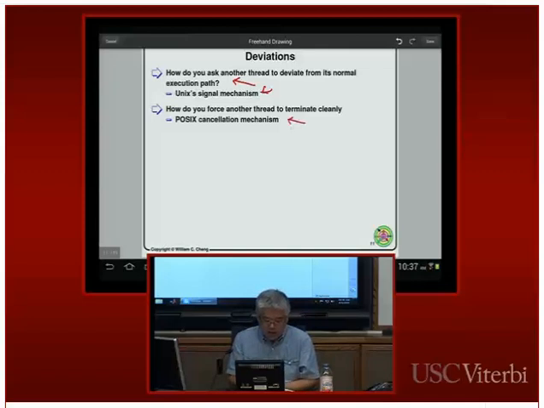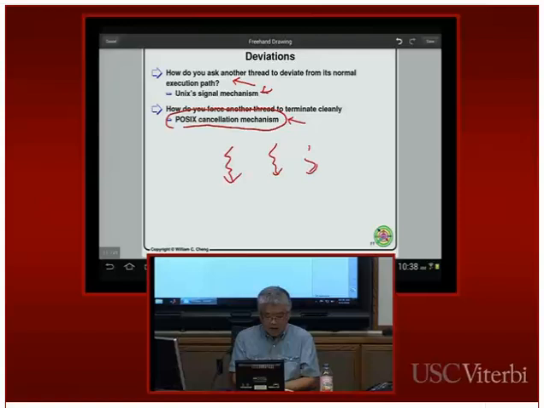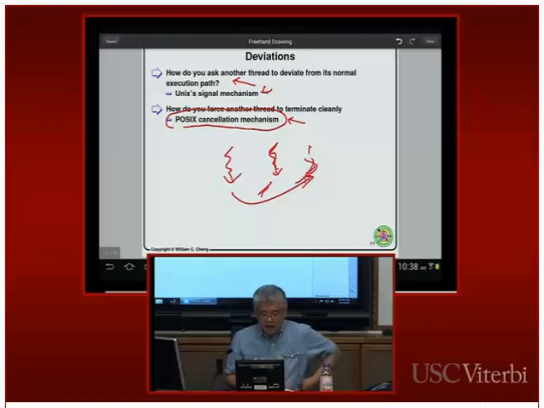Also, if you want to kill another thread, POSIX uses something called cancellation. If you have a bunch of threads running, one thread can cancel another thread, killing that thread without killing the entire process. If you want to kill the entire process, you can call exit. It's not very nice because some threads might be doing something very important. So one thing you want to do is make sure that all the other threads get canceled.